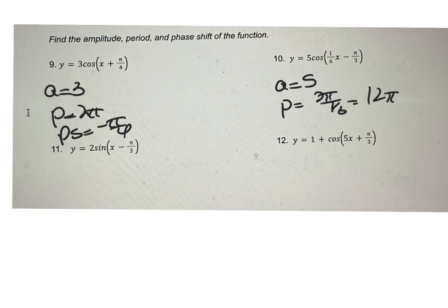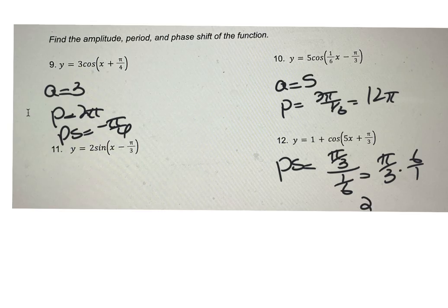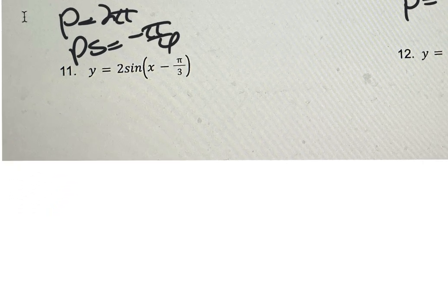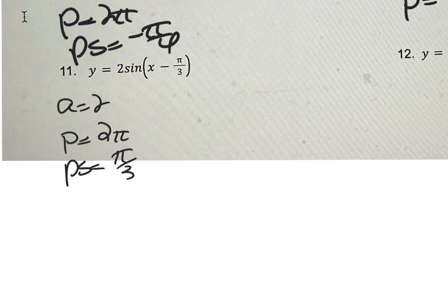The phase shift is going to be a little bit of work here. I'll have to come down here. The phase shift is negative c over b. So it's pi over 3 divided by 1/6. Pi over 3 times 6, really, which gives me 2 pi. So the phase shift is actually 2 pi. Okay, I'm going to erase that so I can get these next couple up here. Number 11, amplitude is 2. Period, 2 pi with what's in front of the x is just 2 pi. Phase shift, pi over 3.